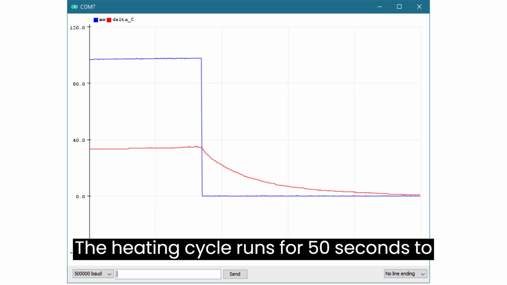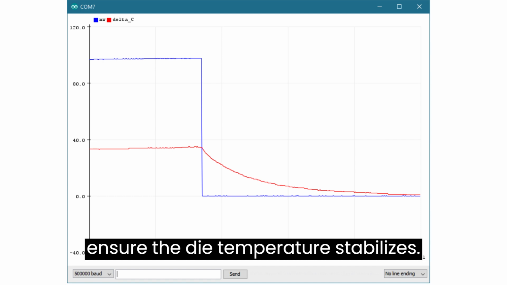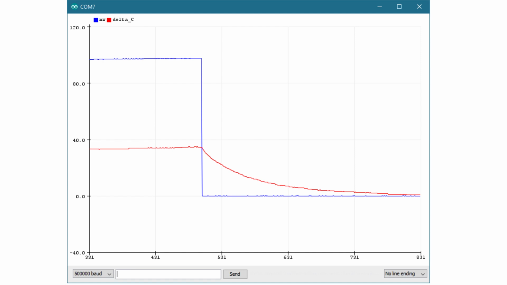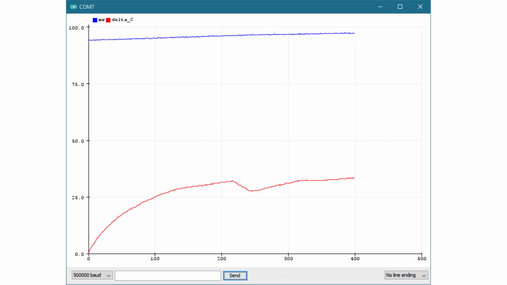The heating cycle runs for 50 seconds to ensure the die temperature stabilizes. After the heating cycle, the exponential cooling is recorded. Diode heating and cooling is influenced by air currents. Even breathing on the diode can change its temperature.